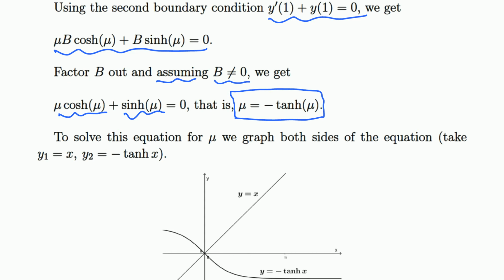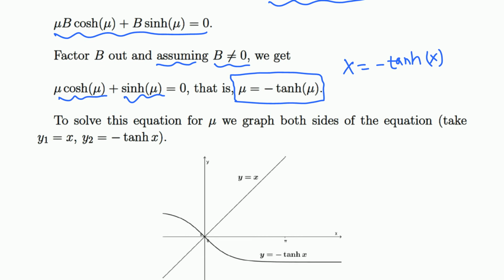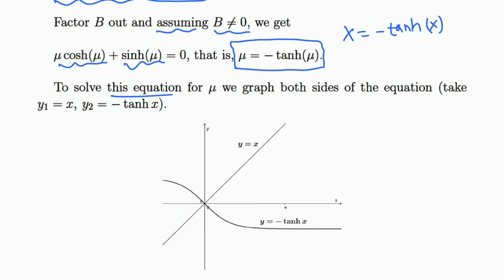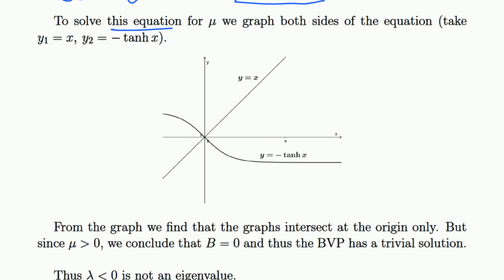Now we need to solve this equation. Let's say this is like x equals negative tanh x. To solve this equation for mu, obviously we need to graph both sides. Let's say y1 equals x and y2 equals negative tanh x. When we graph, this is y equals x, the identity line, and using a calculator we can graph negative tanh.